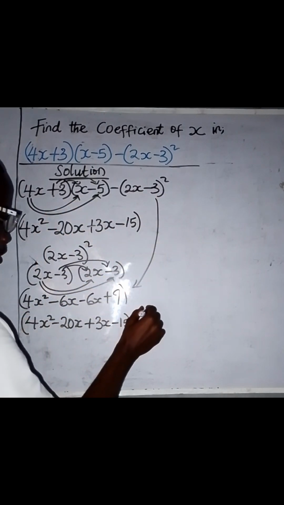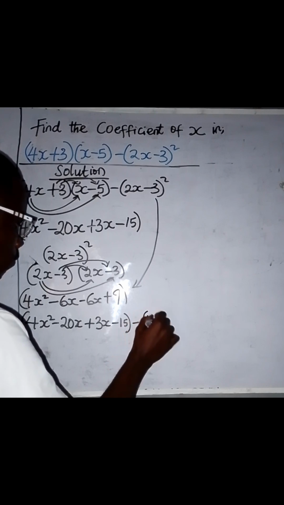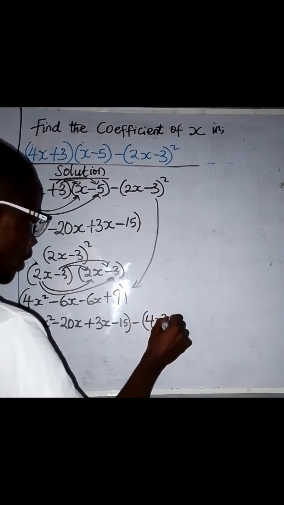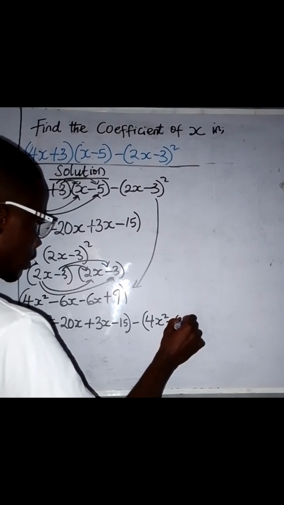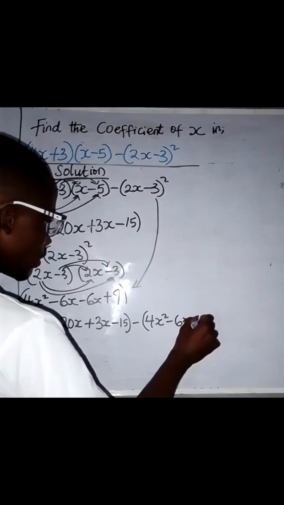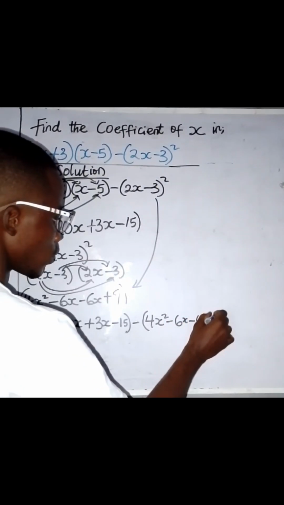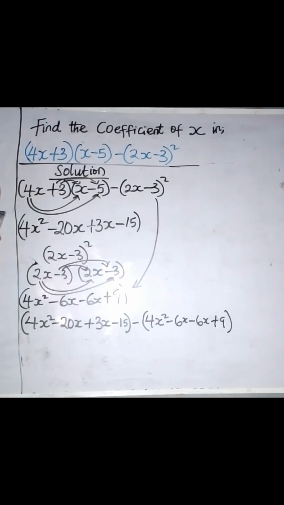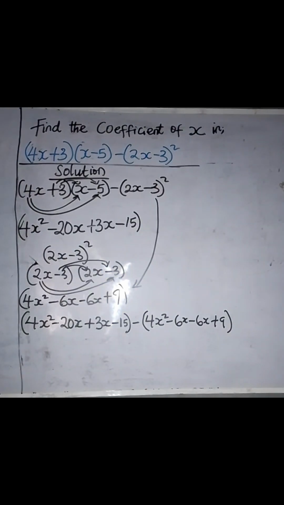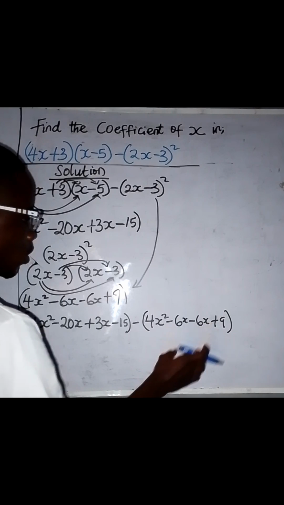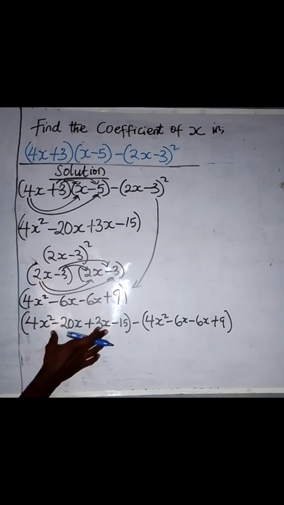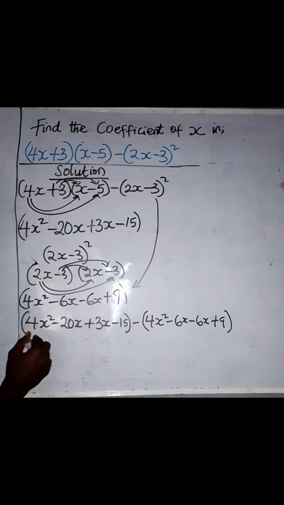So minus, let's bring out the second one. The second bracket is what? 4x squared minus 6x minus another 6x plus 9. This is the second bracket. So let's simplify the first bracket and also simplify the second bracket. If I want to simplify this first one, what am I having here? So what's inside the bracket?